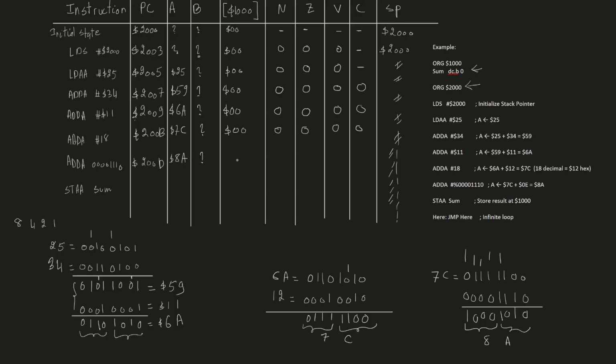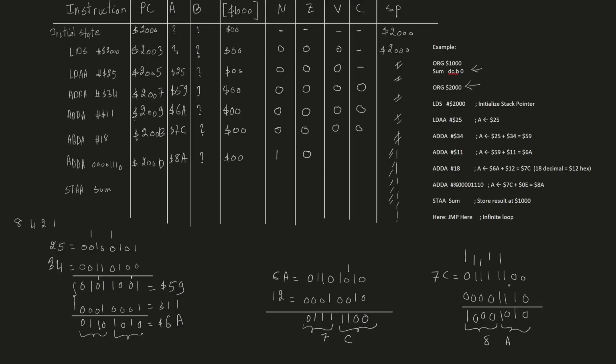B is unknown. Content at 1000 still 0. And now let's see the flags. So now here the most significant bit is 1. So that means this is a negative number. So the negative flag will be 1. The Z flag, this value obviously is not 0. So this will be 0.